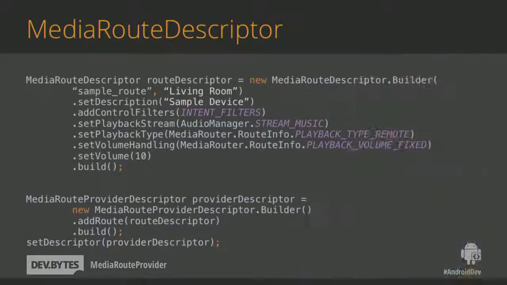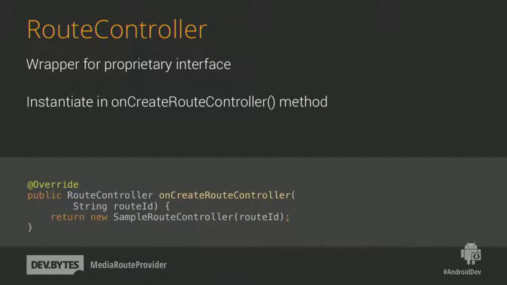You can also set many other capabilities of the route, such as the playback type, which can be remote playback or secondary output. The media type can be audio or video. The volume can be fixed or variable. And the intent filters we just discussed define playback controls, such as basic play controls, queuing, and session management.